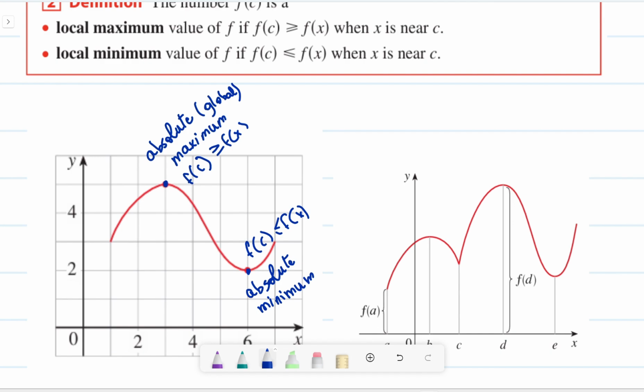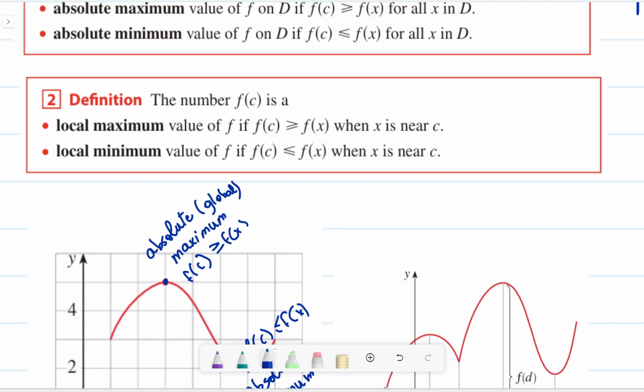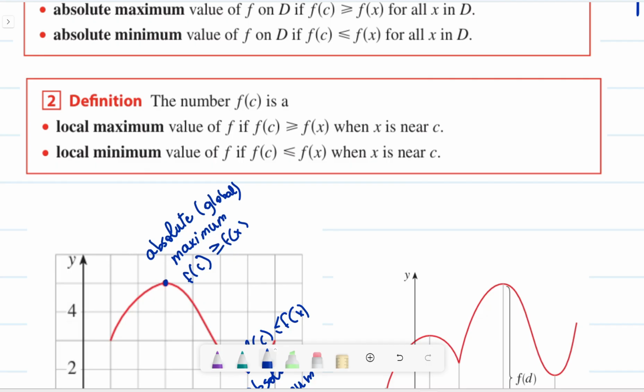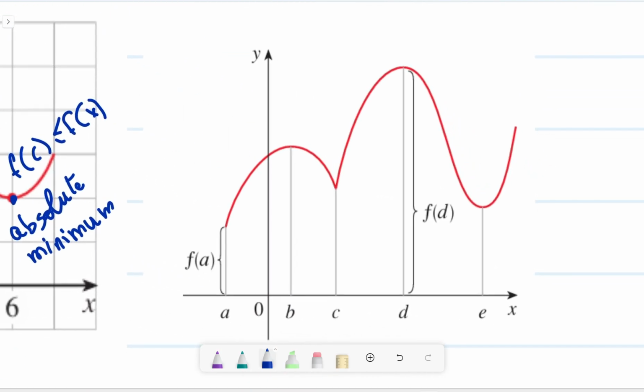However, if we limit ourselves to a smaller interval or a smaller part of the function and find the minimum or maximum on this smaller part, this is what we call the local minimum or the local maximum. So let's look at the definition. The number f of c is a local maximum value of f if f of c is greater than or equal to f of x when x is near c. It is the local minimum value of f if f of c is less than or equal to f of x when x is near c.